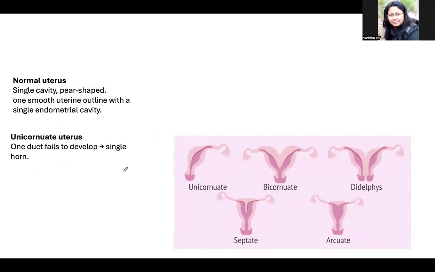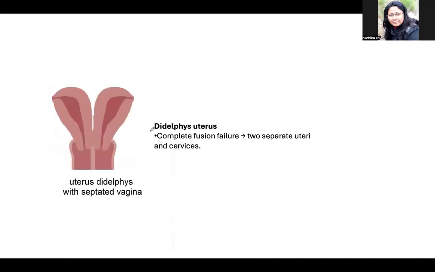In the unicornuate uterus, one duct fails to develop, so there is only a single horn. Normally there are two ducts, but here one duct is absent. This is called a unicornuate uterus. These are all congenital anomalies. Now the second one: what do you mean by the didelphys uterus? If you see the picture, there is a complete fusion failure, with two separate uterus and two separate cervixes. This is very important. Two uterus, two cervix, and even a separated vagina.